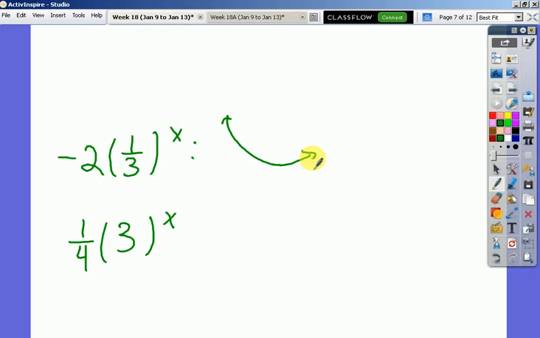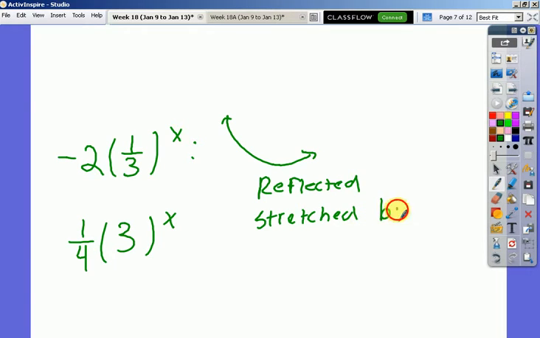It's being reflected. Okay, what else? It's being stretched by a factor of what? Nope. By a factor of 2. Stretched by a factor of 2.